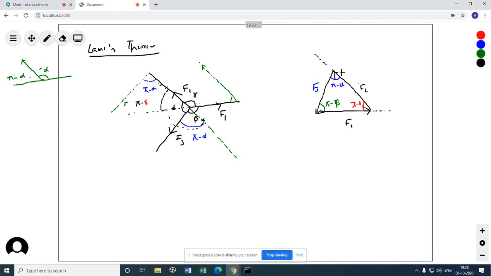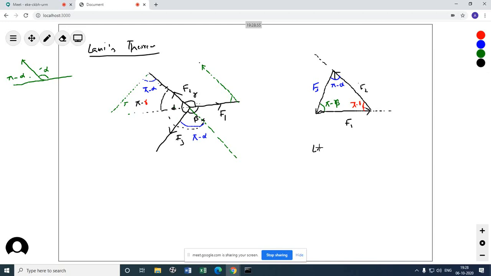And look at the arrows, all of them are in a cycle, right? Because the net force is 0, they are in equilibrium. Then what can I write? Now you tell me, what do you think will be the sine of pi minus alpha?